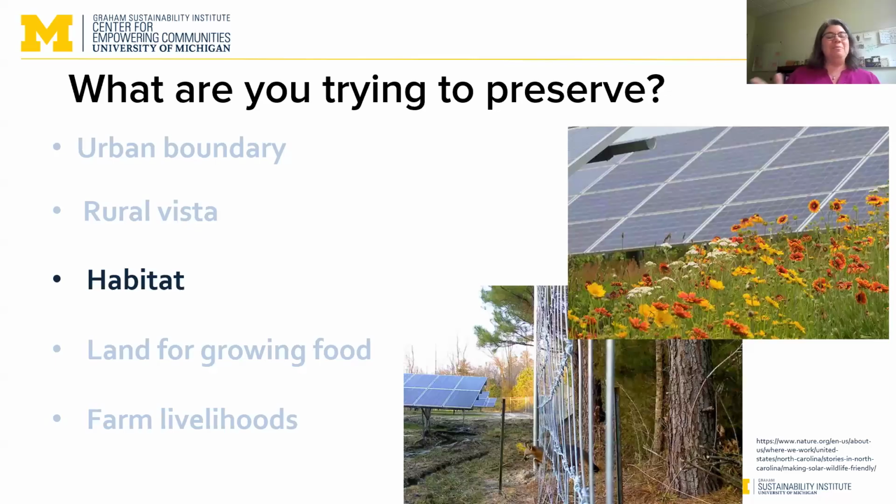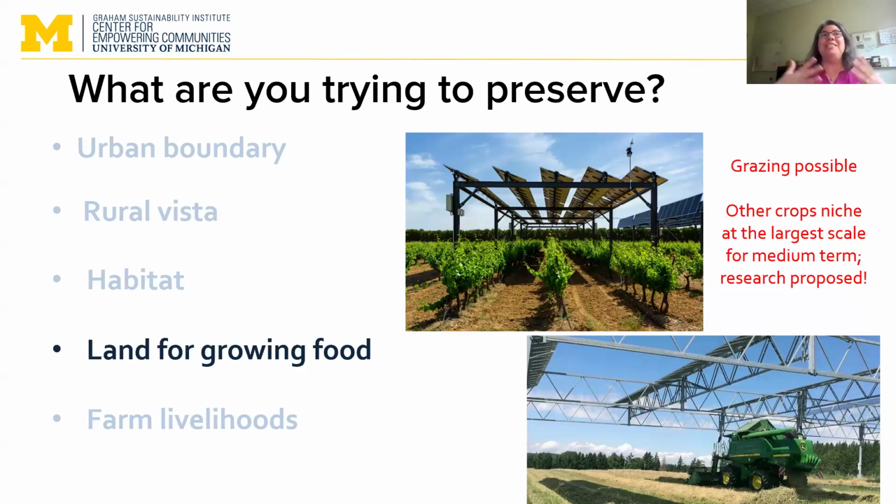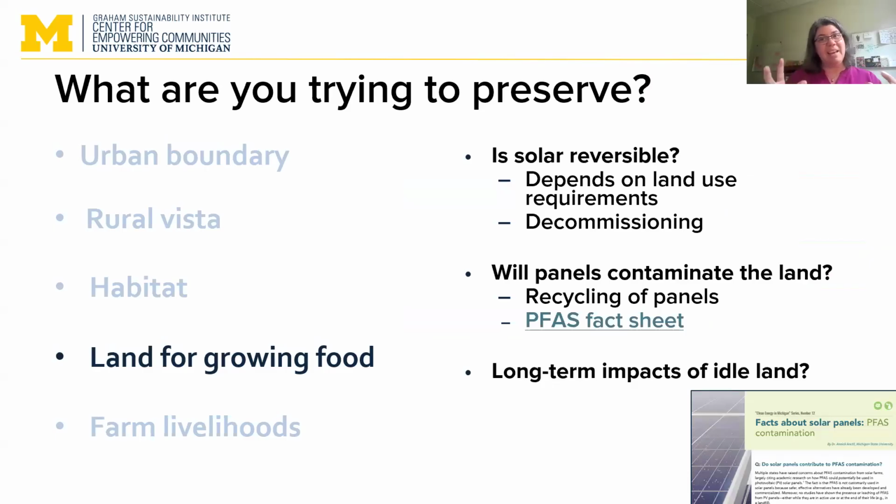But even more tricky are these last 2 goals. So if what you mean by farmland preservation is preserving land for growing food, there are different approaches to this. So I first want to acknowledge that agrivoltaics exists. This is mixing solar and agriculture at the same time. Grazing is possible at scale now, and it's happening. A limitation often is finding enough sheep or sheep farmers. But growing other crops, at least at scale, is pretty niche for the medium term.